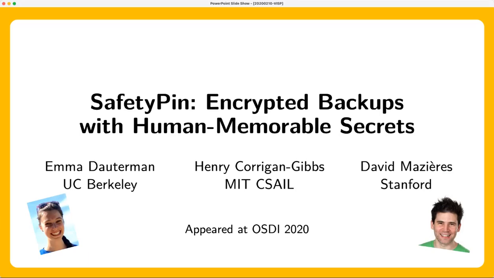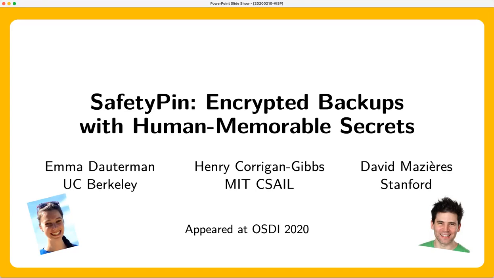So this is joint work with Emma Dotterman, who's a fantastic PhD student at UC Berkeley and did most of the heavy lifting on this project, and David Mazieres, who's a professor at Stanford. And this is kind of a systems-oriented talk because it's a systems-oriented paper, but there's some cryptographic ideas in here. So I hope that this will appeal to both sides of the audience here.